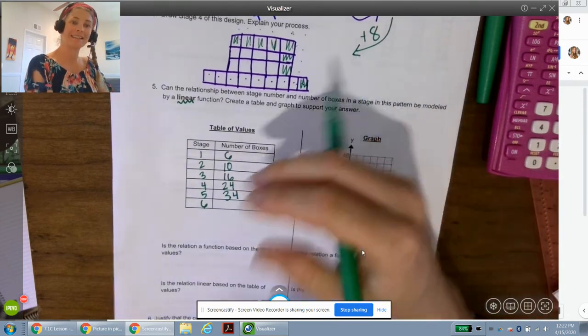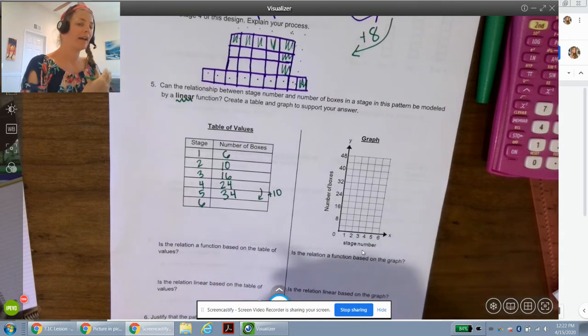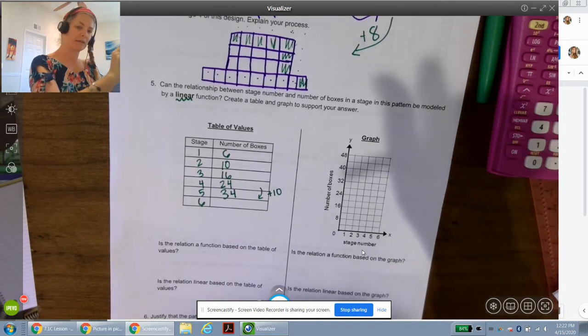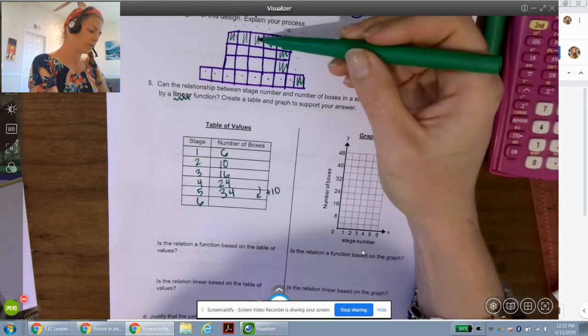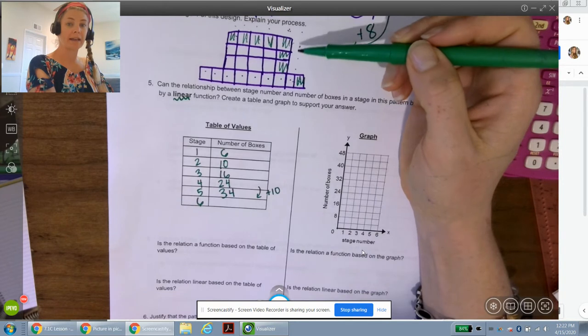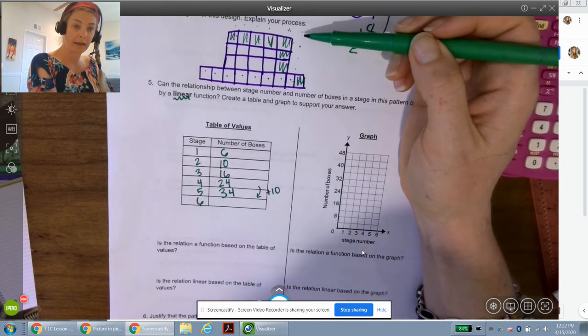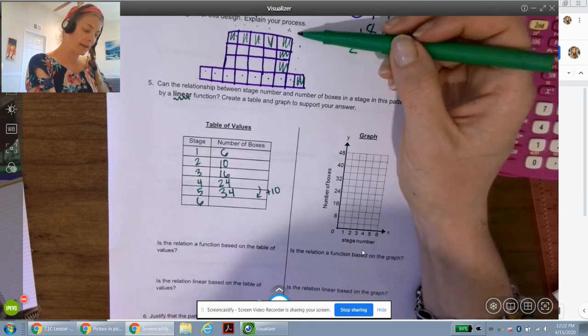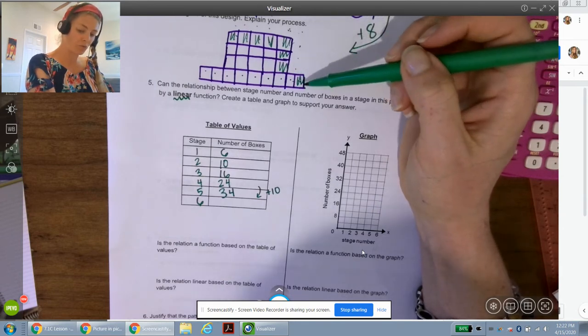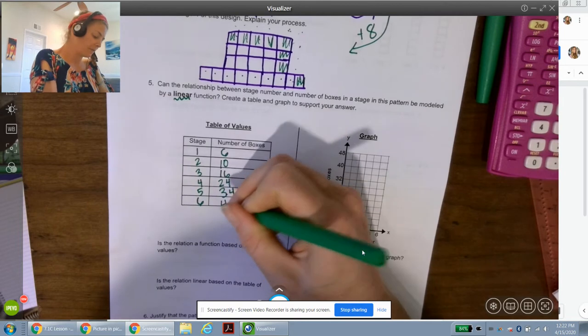And then to get to stage 6, again, we're going to have to add a whole nother row. So before that was 1, 2, 3, 4, 5, 6. So we're adding another 6 on top of that, plus one more 7, plus 8, 9, 10, 11, 12 to get me to 46.